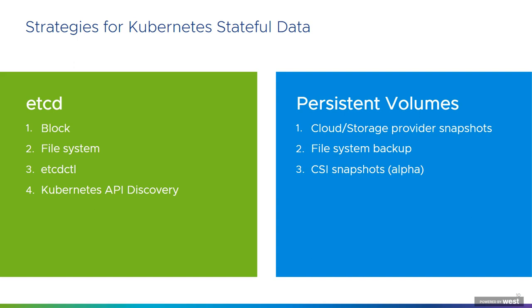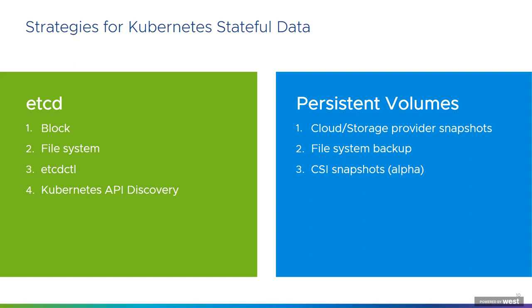So let's take a look in a little bit more detail at the approaches to backing up these stateful components. And so first we'll talk about possible ways to back up your Kubernetes resource definitions themselves, which are stored in etcd. So first of all, you can certainly use generic block or file system level backups for the device that etcd is storing its data on. This is kind of the lowest common denominator, and it's not a bad place to start.